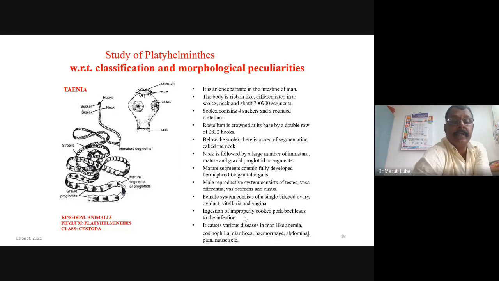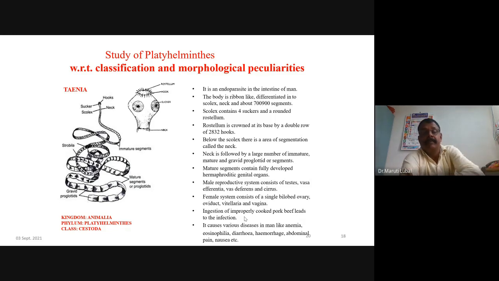First animal is Taenia. Taenia is an endoparasitic animal found in the intestine of man. The body of Taenia is ribbon-like, differentiated into scolex, neck, and about 700 to 900 segments. Scolex contains 4 suckers and a rounded rostellum. The rostellum of the Taenia is crowned at its base by a double row of 22 to 32 hooks. Below the scolex, there is an area of segmentation. That area is called the neck.